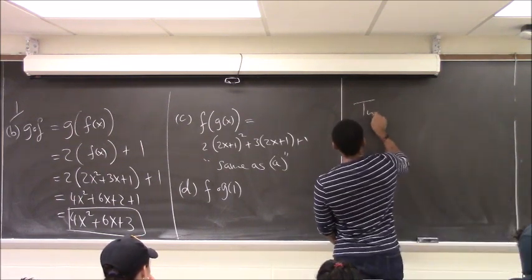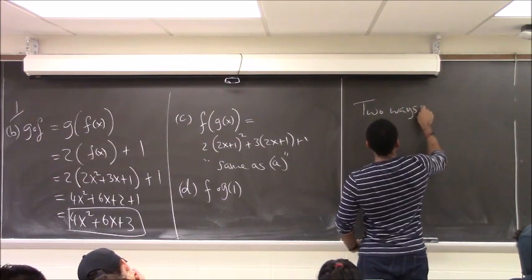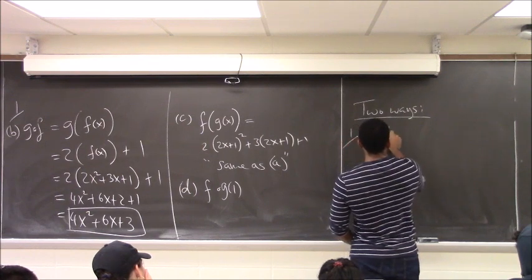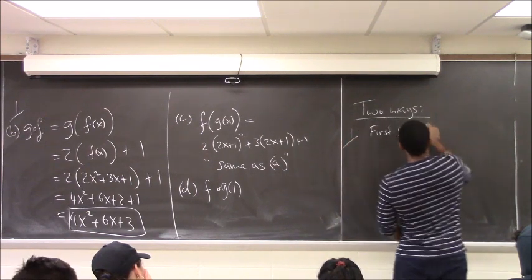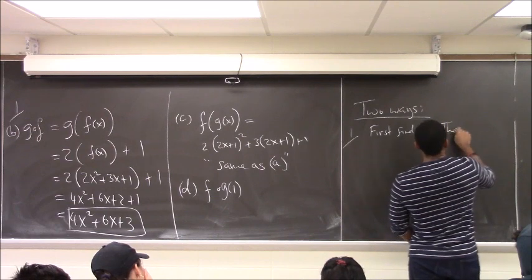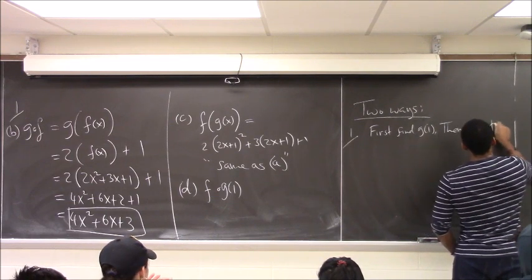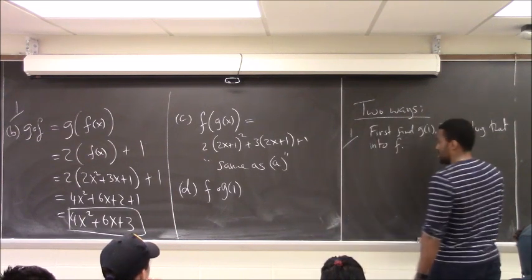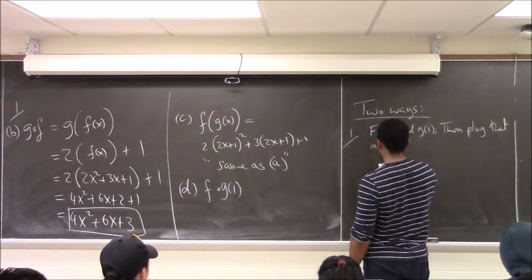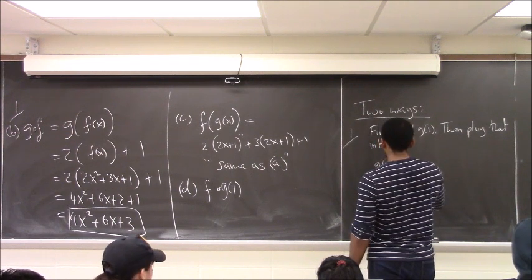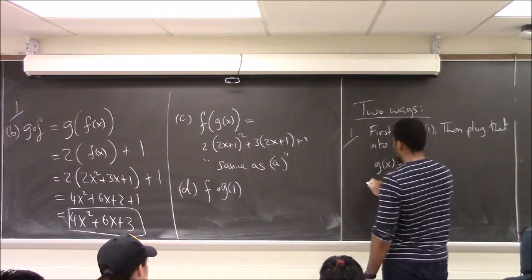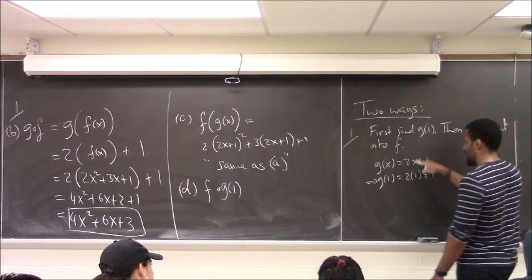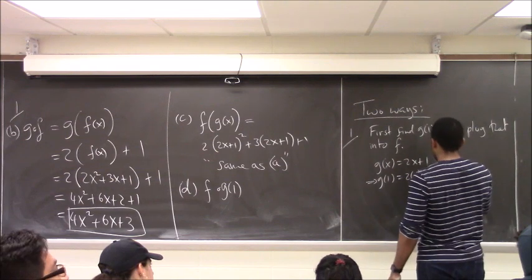Now, two ways to do this. So the main way, first, find g of 1, then plug that into f. So, we had your g of x is 2x plus 1. This means that your g of 1 is going to be 2 times 1 plus 1, because my x is just a placeholder. So that is 3.